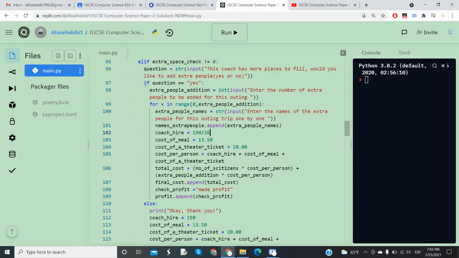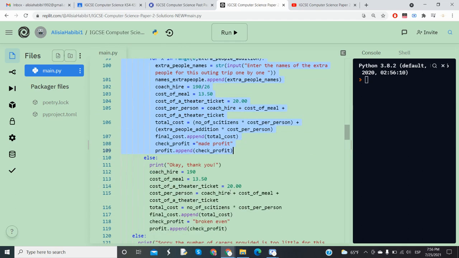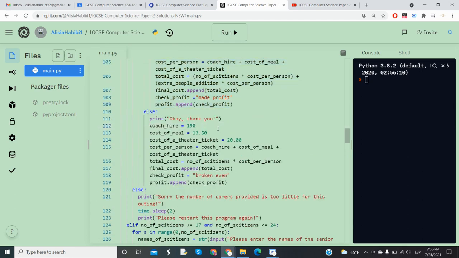If there is any extra person or extra people going, if they say yes, then they're going to have to enter the names of those people. And of course, it's going to calculate the cost per person. And then it does an else if there are no extra people going, even though there are extra spaces: it just adds the cost as normal without adding the extra people number. So everything is the same, guys.